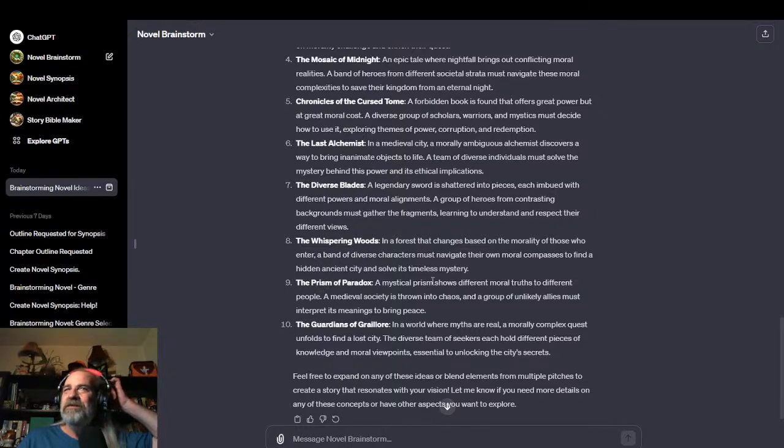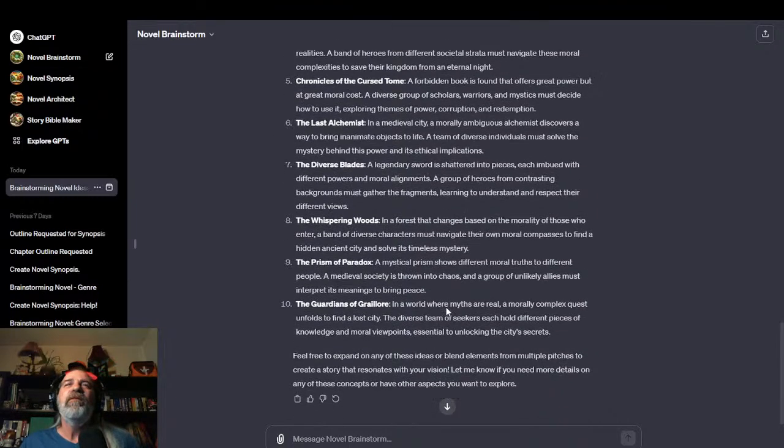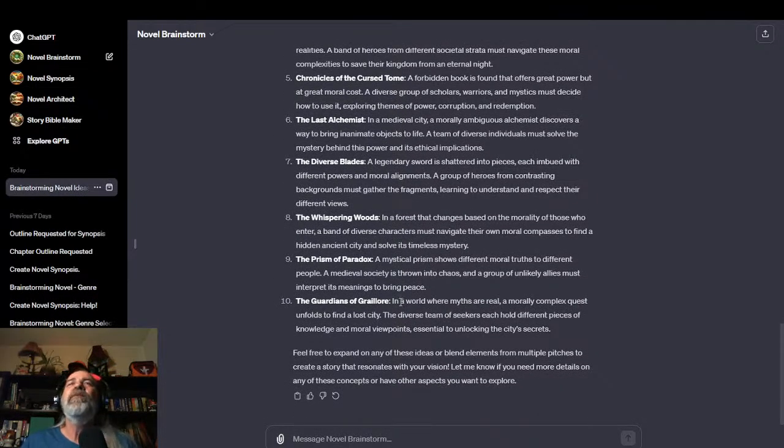The Prism of Paradox. A mystical prism shows different moral truths to different people. A medieval society is thrown into chaos, and a group of unlikely allies must interpret its meaning to bring peace. The Guardians of Grelor. In a world where myths are real, a morally complex quest unfolds to find a lost city. The diverse team of seekers each hold different pieces of knowledge and moral viewpoints essential to unlocking the city's secrets. Feel free to expand on any of these ideas or blend elements from multiple pitches to create a story that resonates with your vision. Let me know if you need more details on any of these concepts or have other aspects you want to explore.